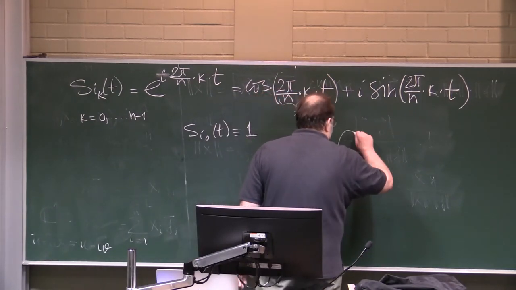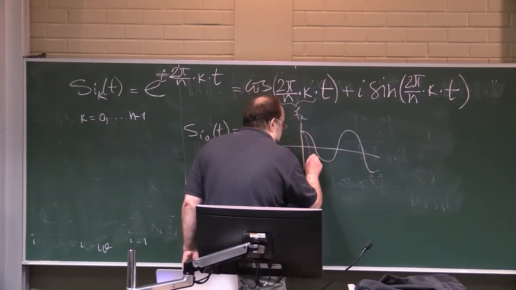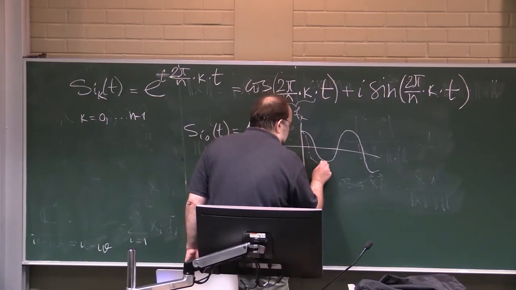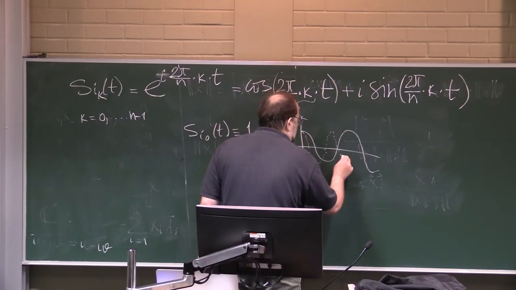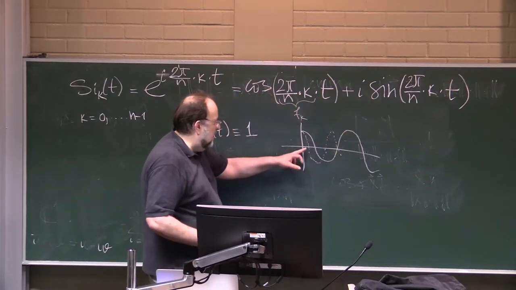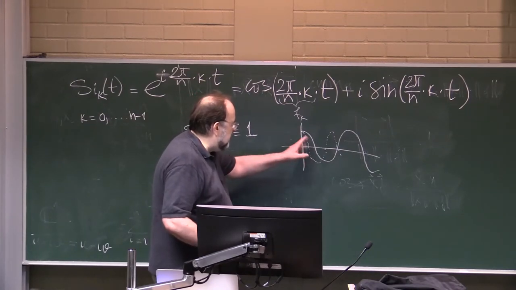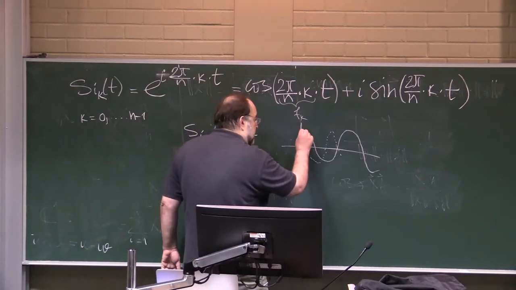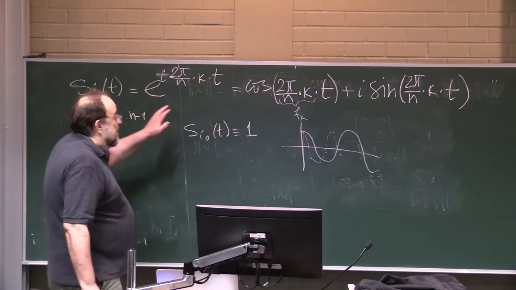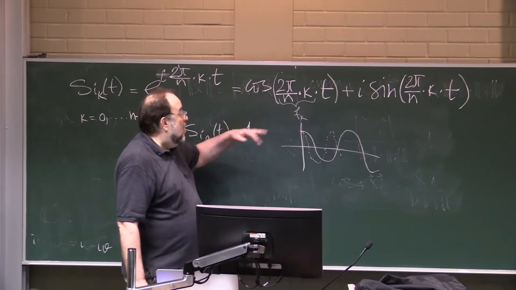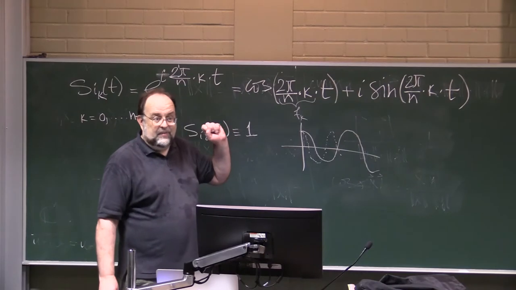As you increase k, the first one here will look like this. This is your cosine. The second one starts here, but it's twice as fast. So it completes two periods for the time this one completes one. The next one will be even faster. So you see, these are simply harmonic oscillations in steps of 2 pi over n, right?